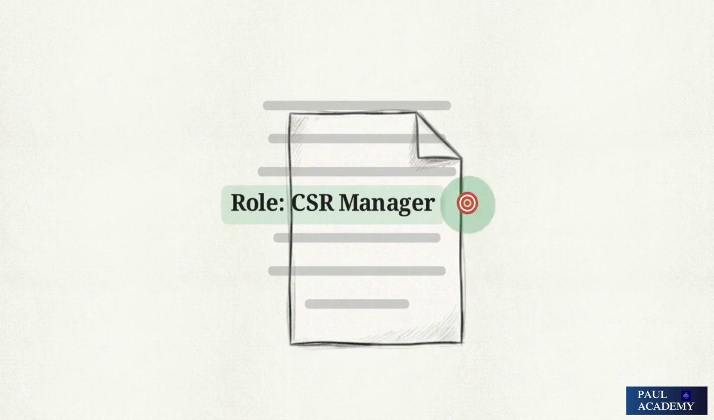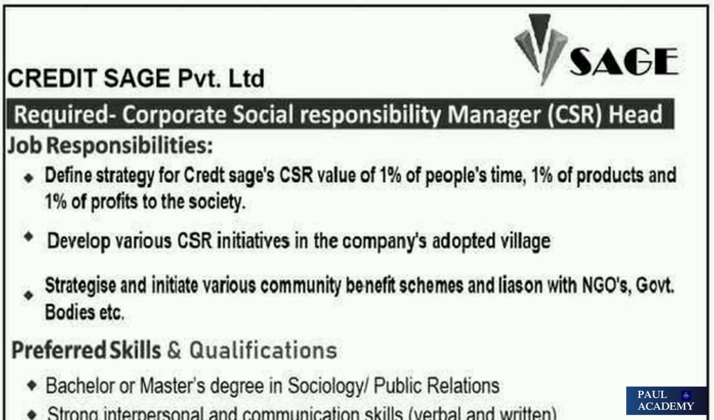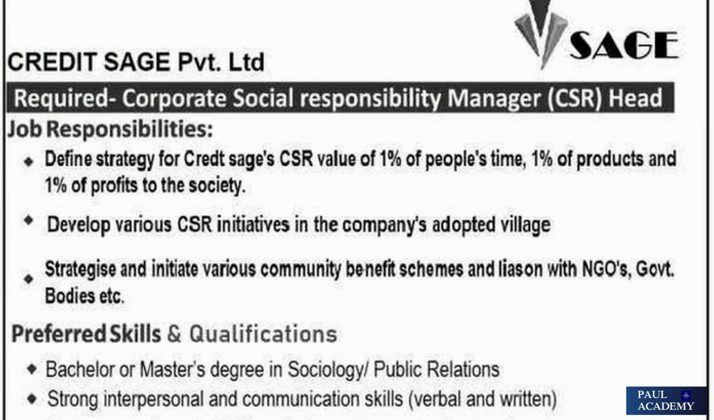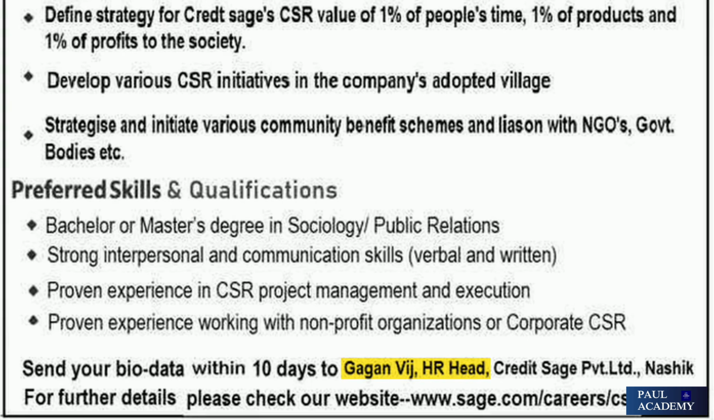Step 1 is extracting the operational requirements from the raw exam prompt. You cannot write a single word until you have your target data. This newspaper clipping contains the parameters to structure our application. First, we identify the hiring company, Credit Sage Private Limited. Next, the exact role, Corporate Social Responsibility Manager. Finally, the contact person, Gagan Vij, HR Head. This is who receives our letter.